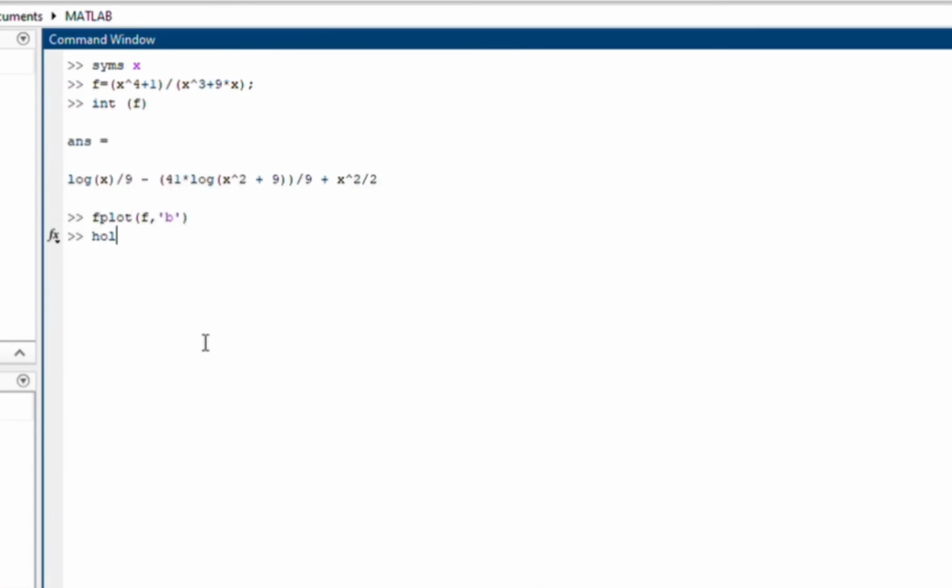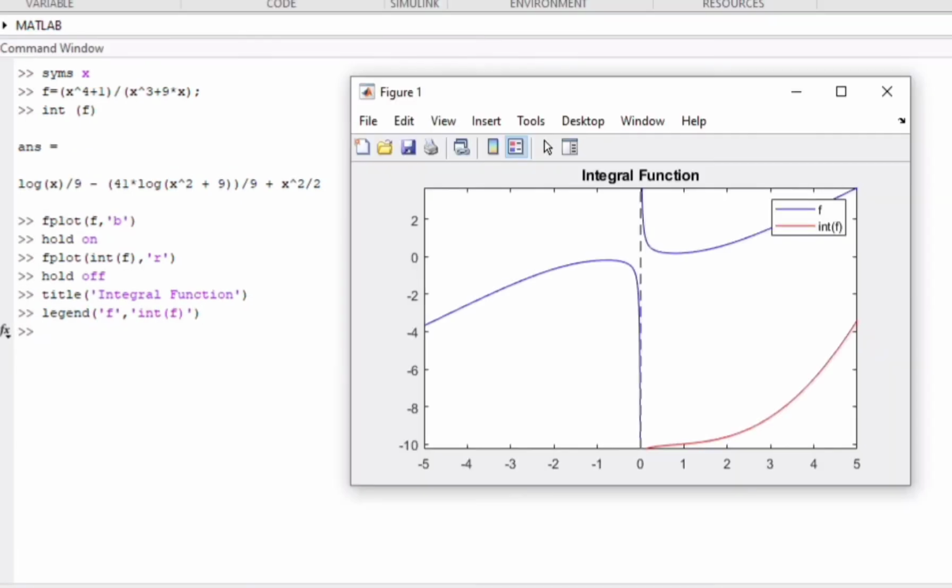Question 3. Plot original integral function using fplot, f, b for blue. Integral solution using fplot, int f, r for red. We use hold on and hold off to make sure both graphs are in one figure. Add title, integral function, add legend for f and int f. Both the original integral function graph and the integral solution graph are in one figure.